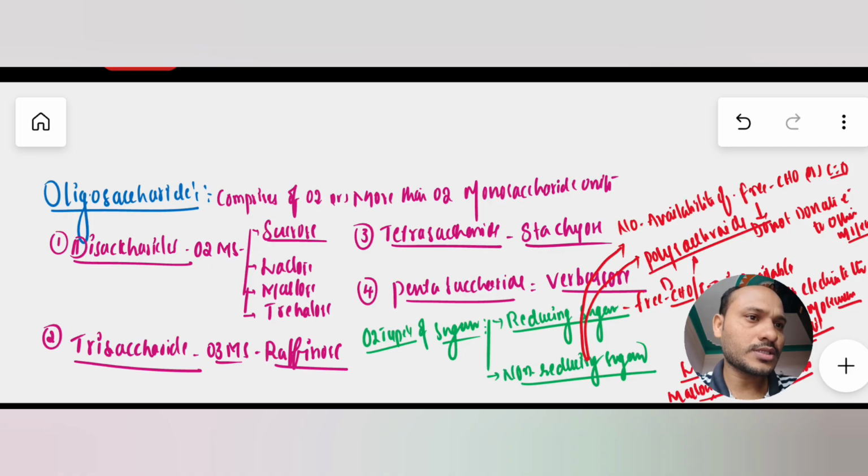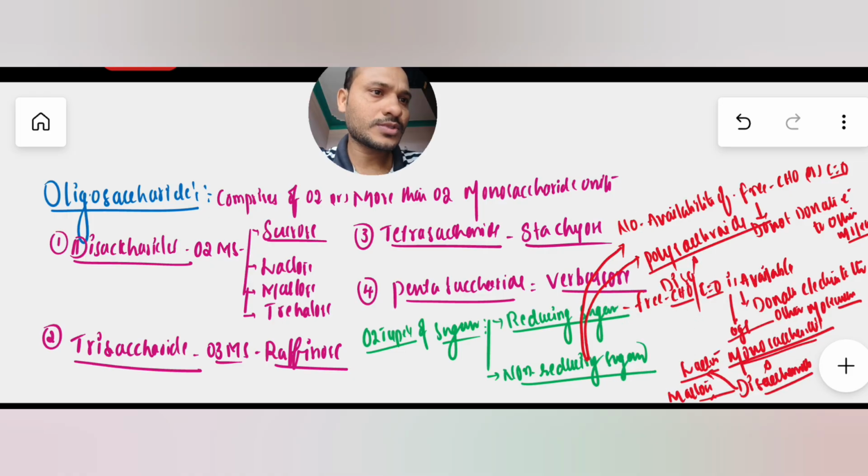Also, among the disaccharides, only two come under non-reducing sugars: sucrose and trehalose. These are disaccharides, but they are non-reducing sugars. So like that we have two types of sugar based on the availability of a free aldehyde or ketone group. Next we will discuss disaccharides in detail.